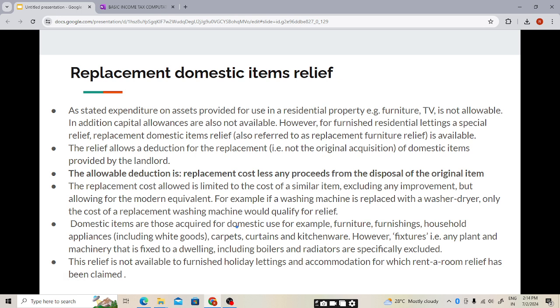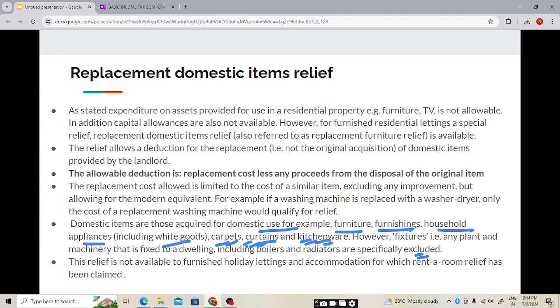Domestic items are those acquired for domestic use, for example, furniture, furnishing, household appliances, including white goods, carpets, curtains, and kitchenware. Here, carpets and curtains are also included. Don't confuse that curtains and carpets are not included. They are included. However, fixtures, that is any plant and machinery that is fixed to the dwelling, including boilers and radiators, are specifically excluded. What is the difference between the fixtures and these, students?